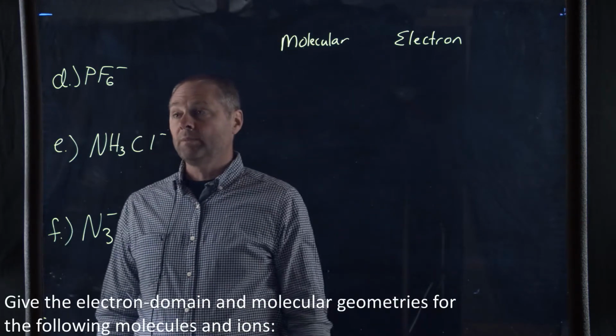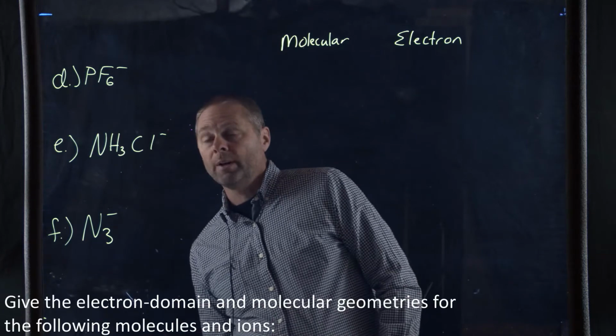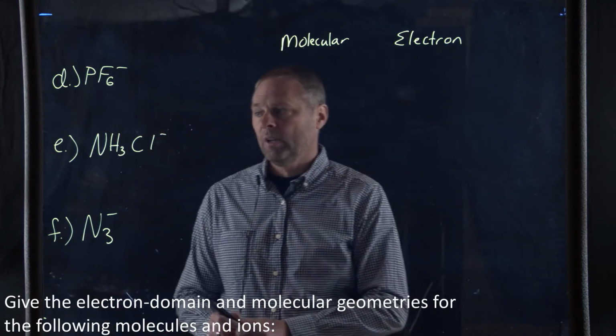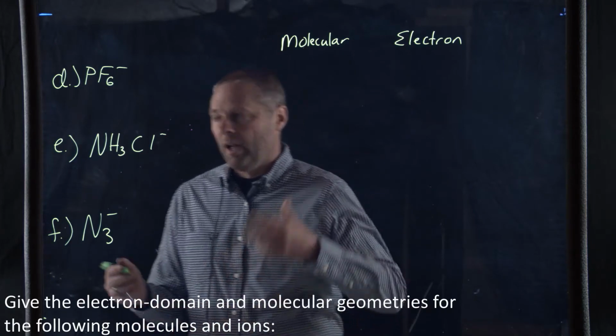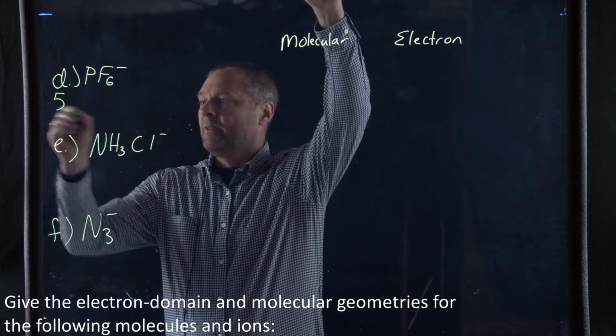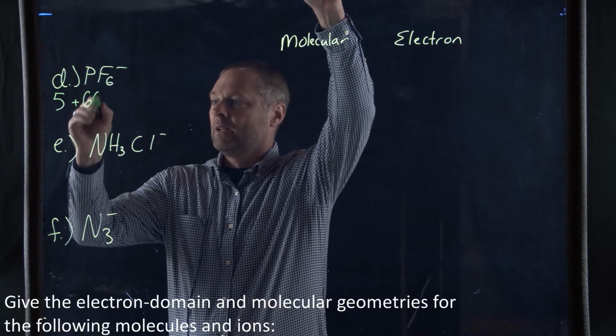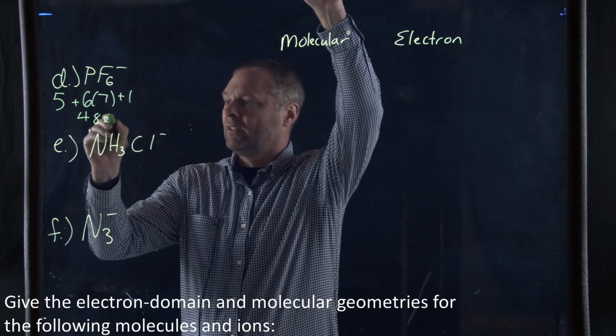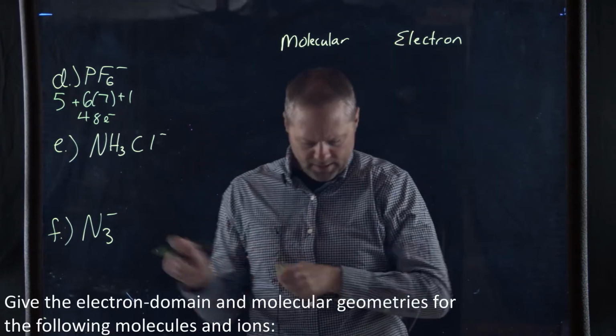We have a few more examples here. All right, so we have the phosphorus hexafluoride anion. We've already seen this one before, so I'm not going to spend a whole lot of time, or I'll go back through it again. So we have 5 valence electrons plus 6 times 7 for each fluoride plus 1 gives us 48 electrons.